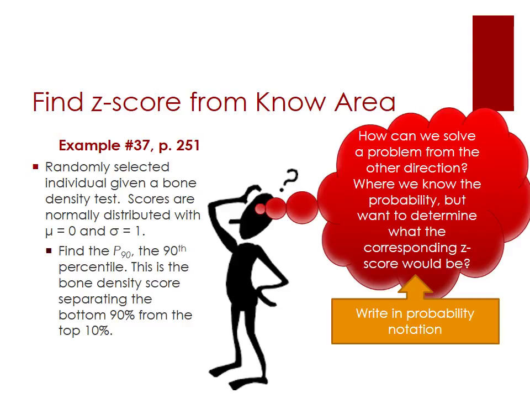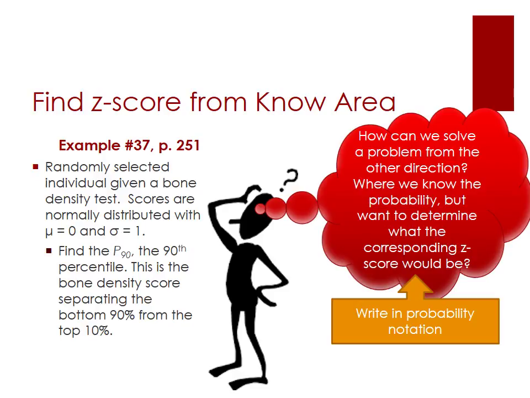So we're going to use this with an example, number 37 on page 251. Here we still have our same situation with a bone density test. We still have the same distribution with a mean equal to 0 and a standard deviation equal to 1. And we want to find the P90, which is the 90th percentile. So this is a bone density score that separates the bottom 90% from the top 10%.